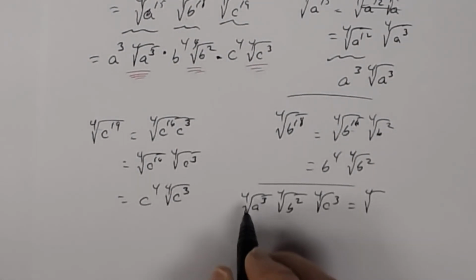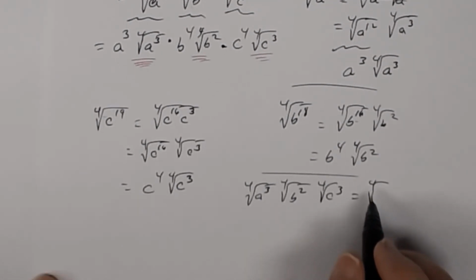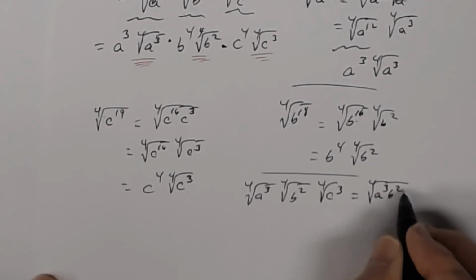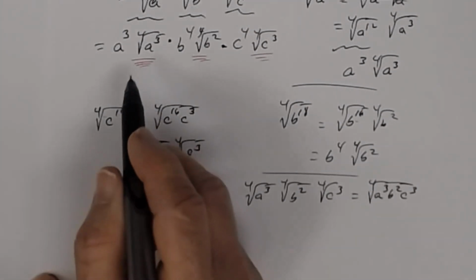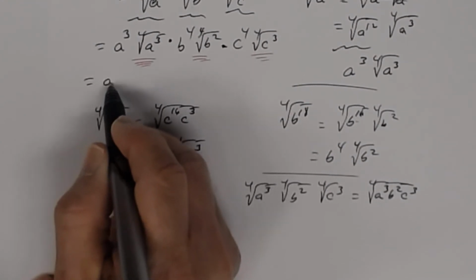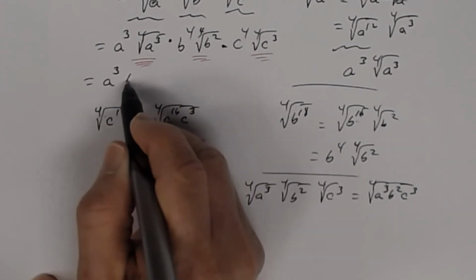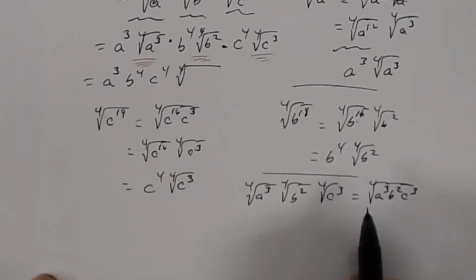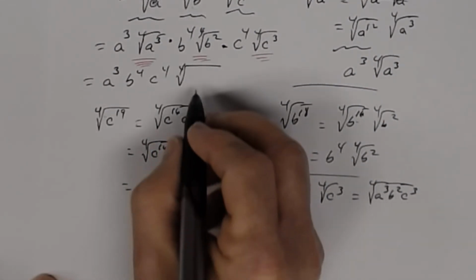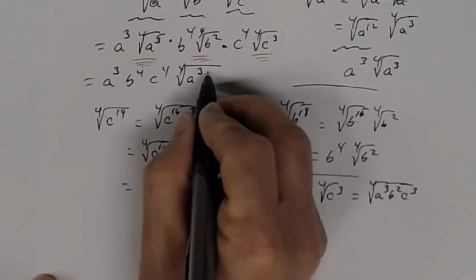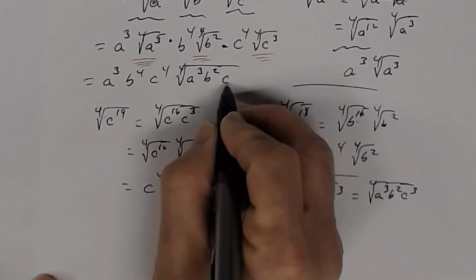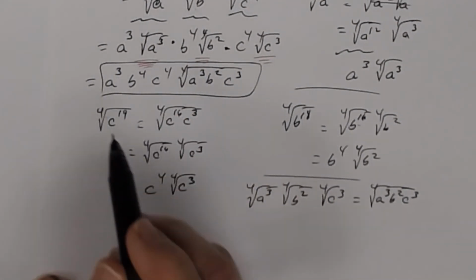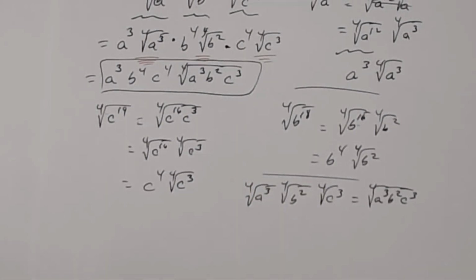So since the indices are the same, you can write it as one radical. So it'll be the fourth root of a cubed, b squared, c cubed. And I'm going to put these in front. So that becomes a cubed, b to the fourth, c to the fourth, times the fourth root of this radicand. So that's a cubed, b squared, c cubed. Okay? It is not difficult at all.